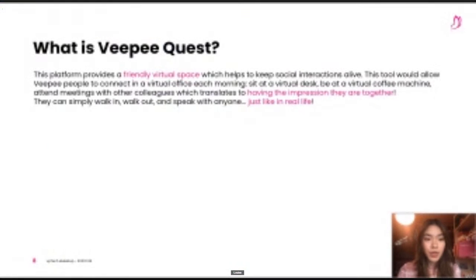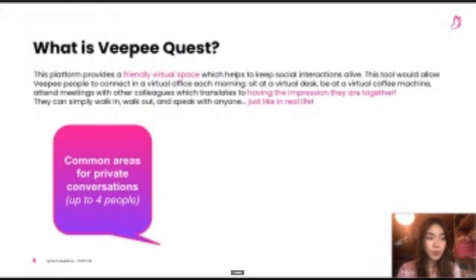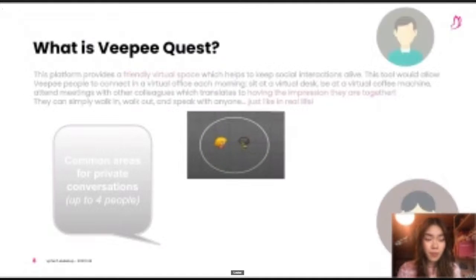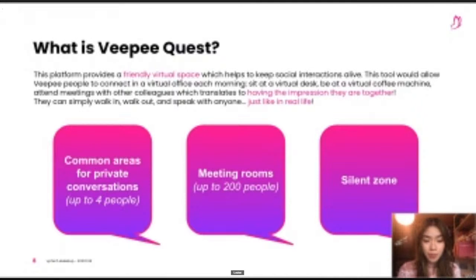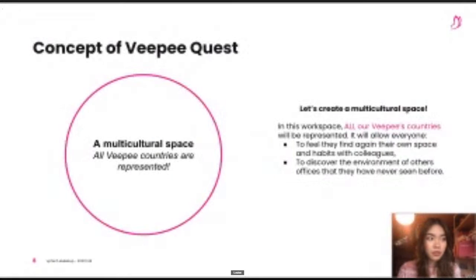By creating VP Quest, we wanted to create the impression that we were all together. No matter the distance, we can join in the common spaces. You can walk and visit your colleague like in real life. We also created private conversations for up to 4 people if you just want to talk to a few colleagues. We also created meeting rooms for up to 200 people. If you want to hold a meeting or something like that, it's really useful. And of course we also created silent zones in case someone doesn't want to be disturbed.